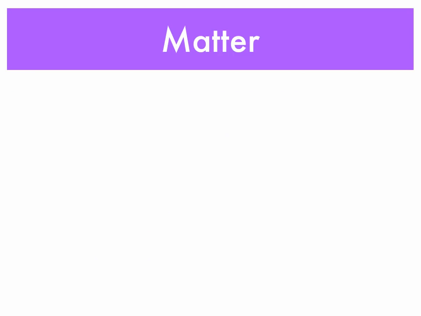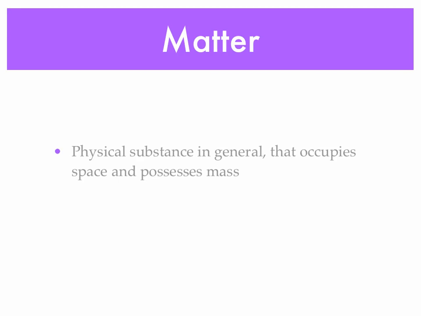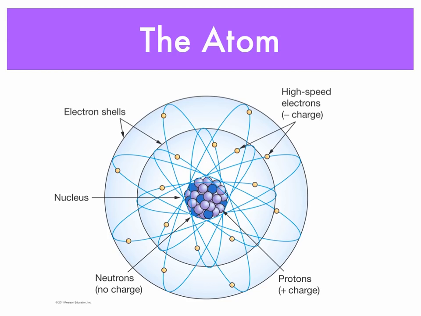So first and foremost, I'm sure you all have heard of matter, and everything in the world is made up of matter. And matter is defined as a physical substance that occupies space and possesses mass. The building blocks of all matter is what we call an atom. So all matter is composed of atoms. And here you can see a cartoon depiction of what an atom would look like if we could see it.